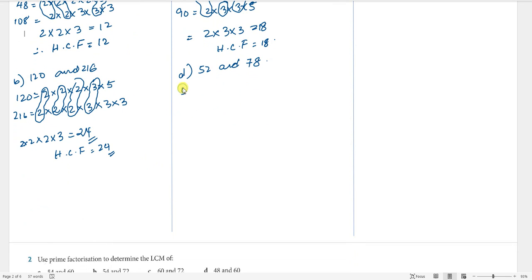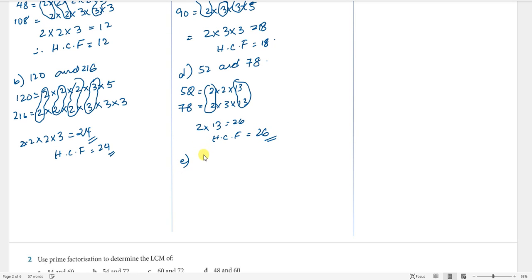Okay, so for 52, we can write 2 times 2 times 13. For 78, we can write 2 times 3 times 13, finding the common factors. So we have 2 times 13 is equals to 26. So HCF is equals to 26.